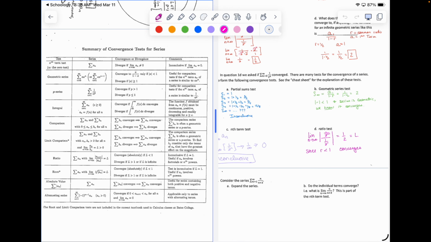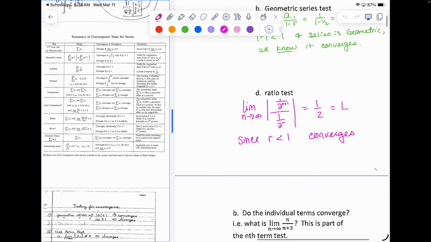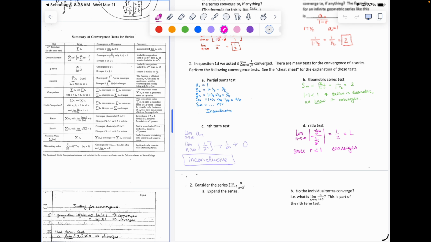Is it the absolute value of the ratio or just the ratio itself? It's the absolute value of the ratio, because if it comes out to be like -5, that's less than 1, but the absolute value is not less than 1, so it's not going to work. Okay.